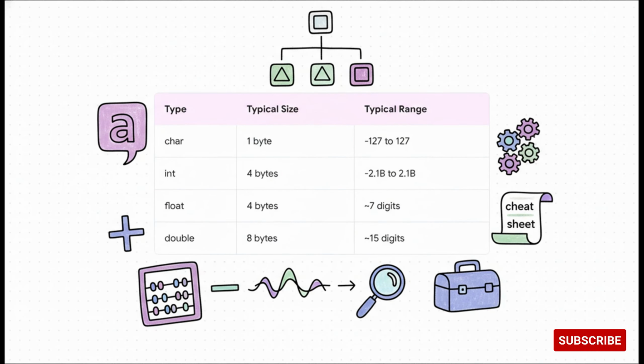And here we go, the C++ data type cheat sheet. This slide lays out all the most common primitive types, showing you exactly how much memory they typically use and the range of values they can hold. This is a good one to keep in your back pocket. It'll help you always pick the right tool for the job.